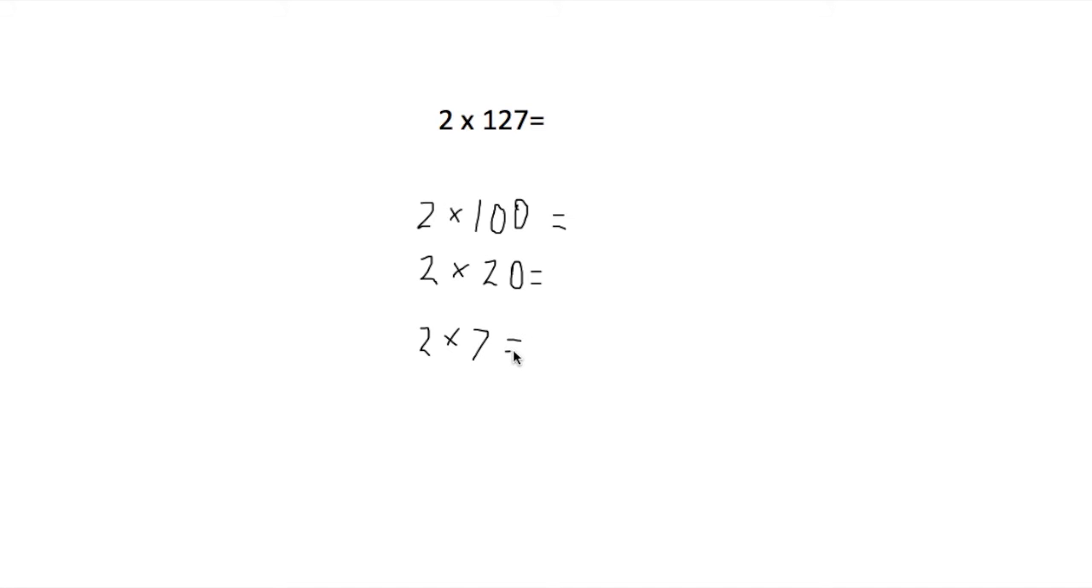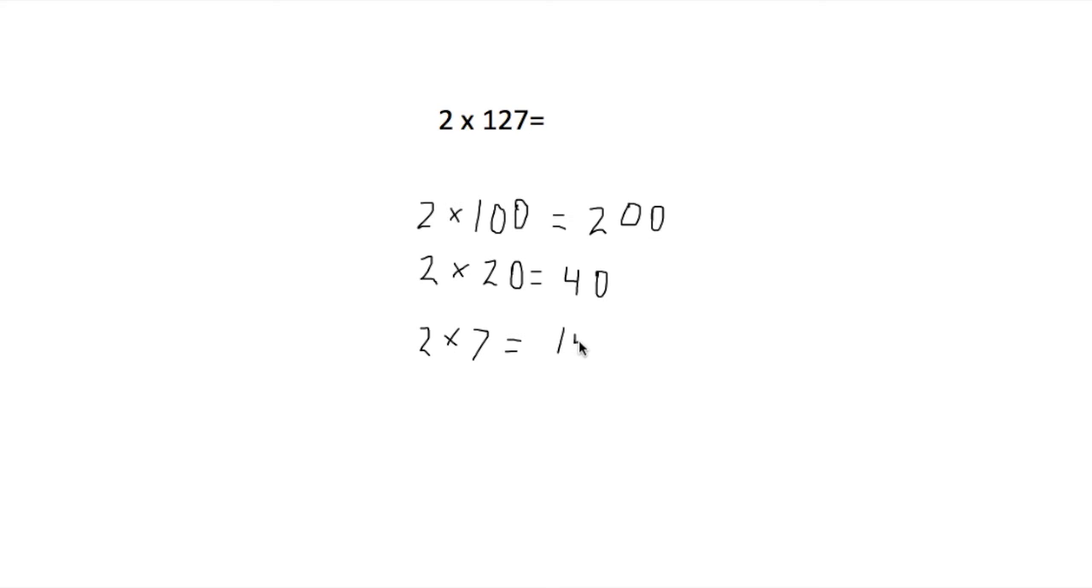Now we're going to solve these multiplication problems, and add up all the answers we get. So 2 times 100 equals 200. That's our first answer for our first step of this problem. And then we have 2 times 20, so 2 times 2 equals 4, and then we add one more 0 right here, so it would be 40. And then 2 times 7 equals 14.